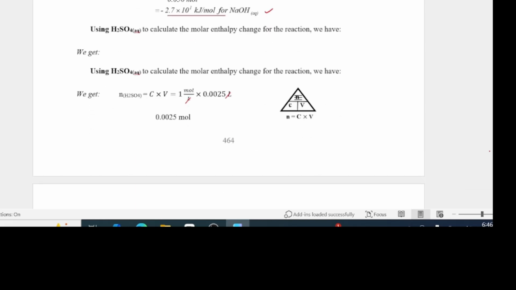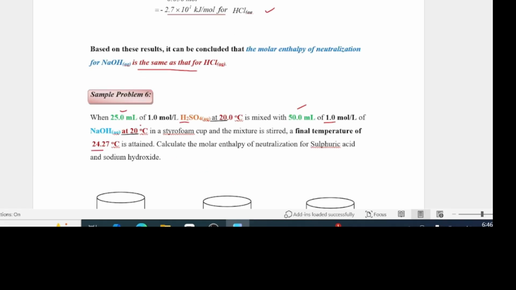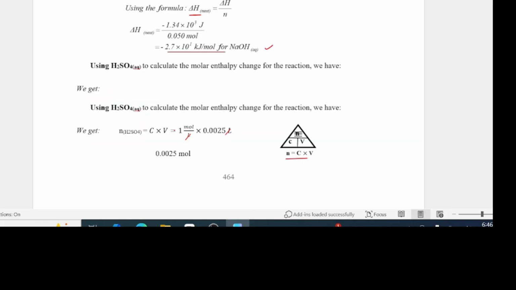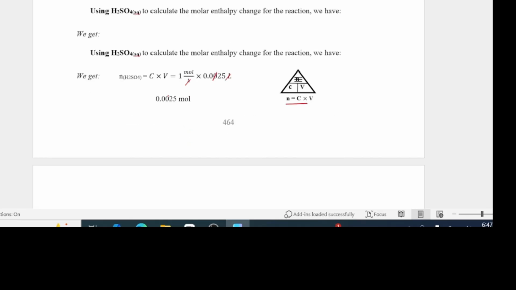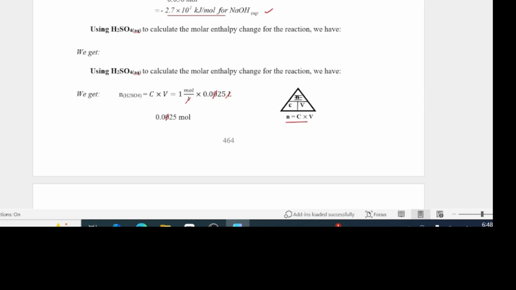Again, now we have to find the number of moles of sulfuric acid in that volume there, and we use N is equal to C times V. C was 1 mole per liter, and that was V here. This 0 shouldn't be here. So the new number of moles should really be 0.025. So we did end up actually with the correct answer here.